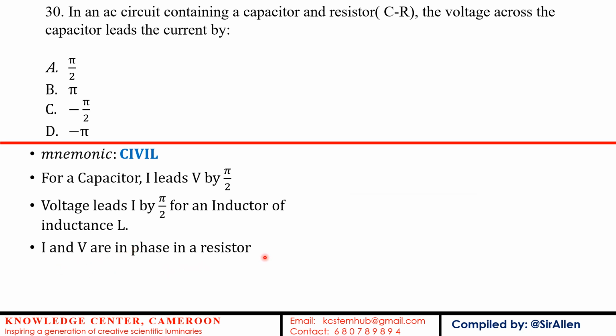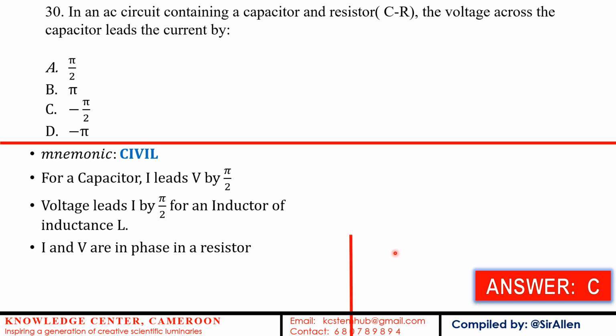Okay, we can come over here. Clearly the answer is already C. Now why is the answer C? We have just said that in a capacitor, the current will lead the voltage by pi on 2. That means that the voltage would lead the current by negative pi on 2. If the current leads the voltage by pi on 2, then the voltage leads the current by negative pi on 2. So that's why our answer is C.